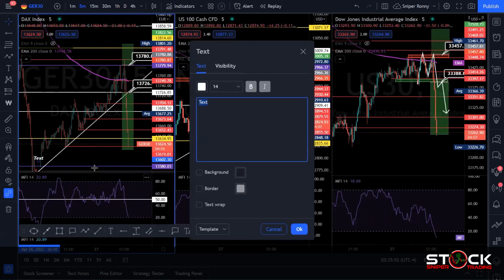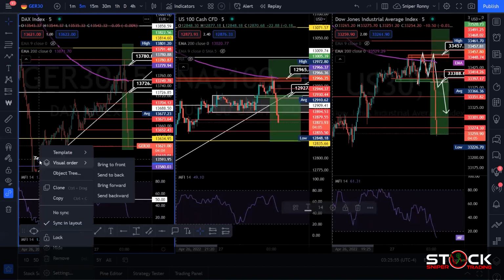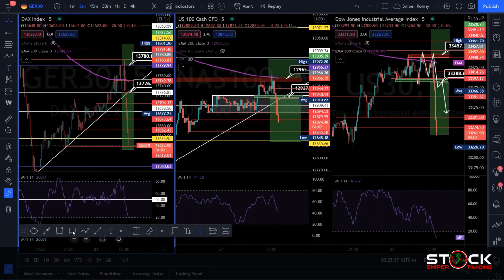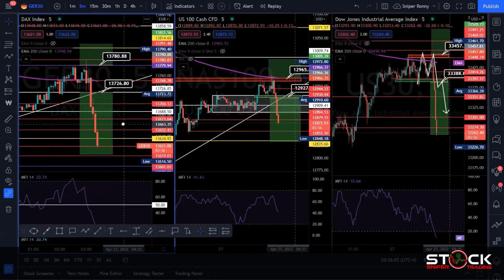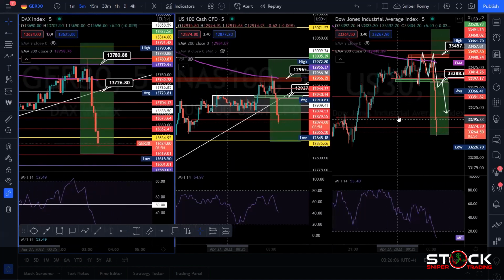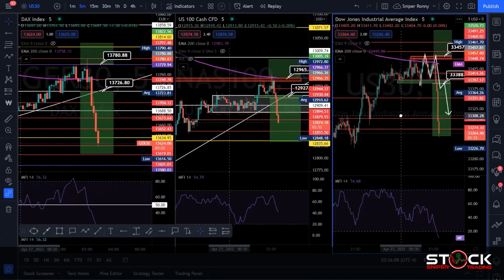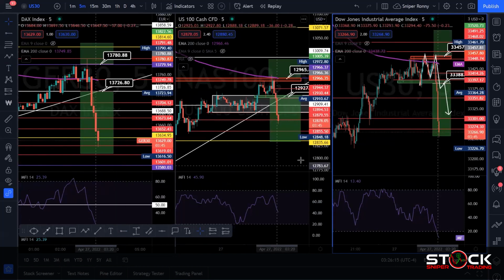If you guys are running runners, you guys are getting paid. Here we go. Oh my God, guys. We caught the whole move. 72 pips running, Tyrone, my guy. I love it.